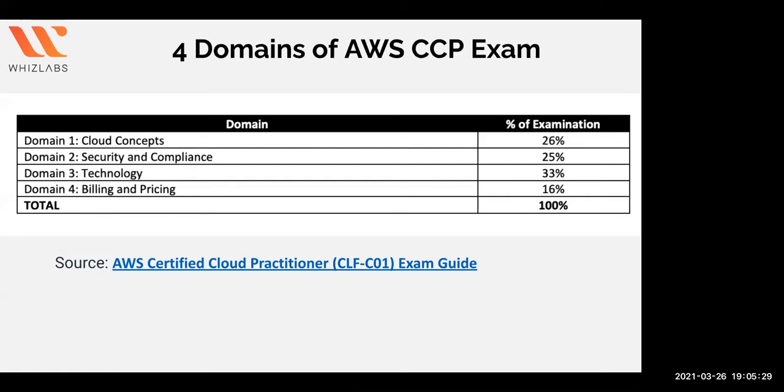So a lot of roles that are present with AWS is majorly on security and compliance. Then comes the technology. So technology has the highest weightage for this exam. And the last one is billing and pricing. So it carries 16 percentage of exam weightage. Okay, you can find this in the exam guide of Cloud Practitioner.